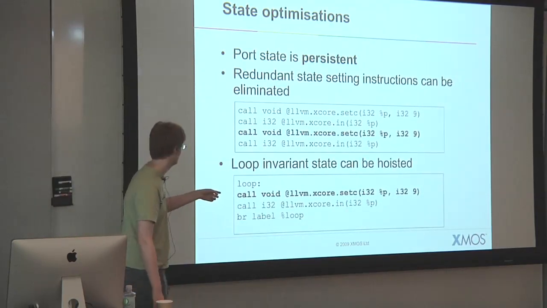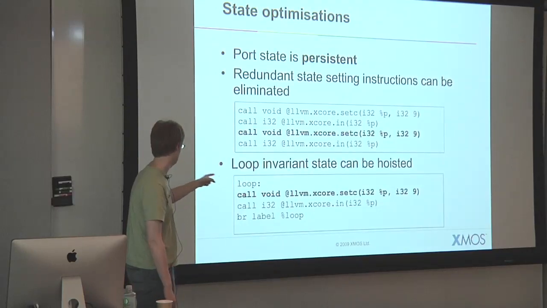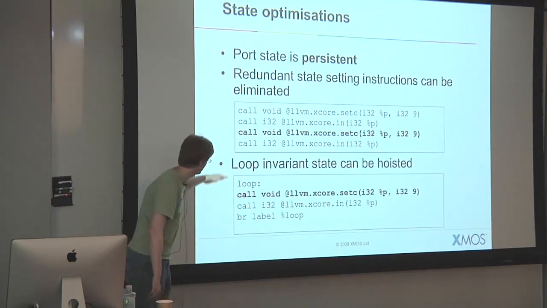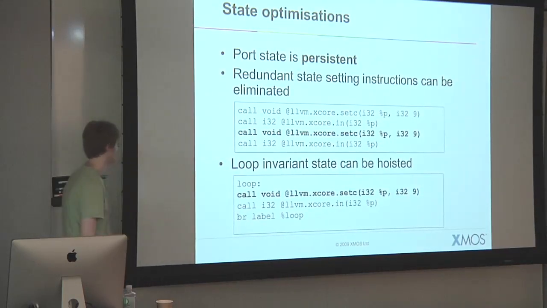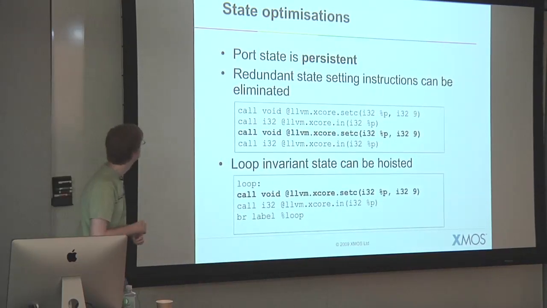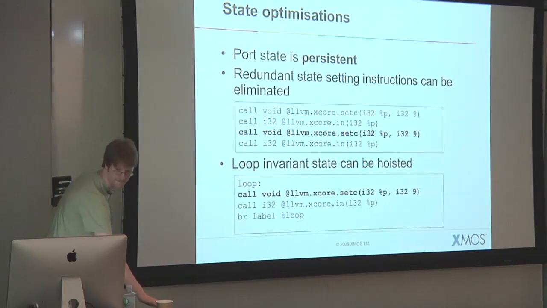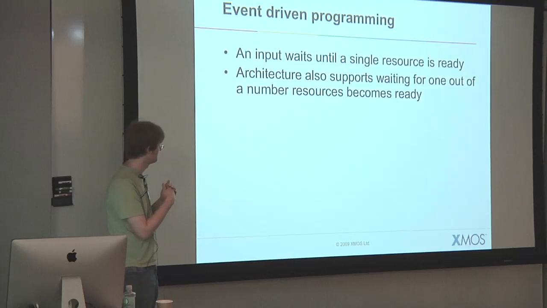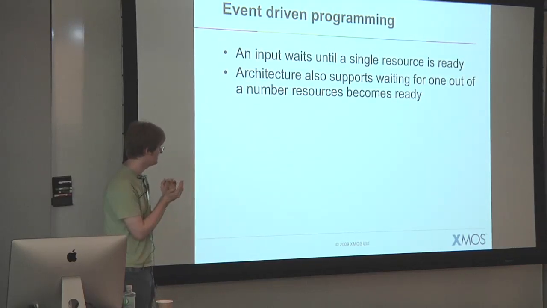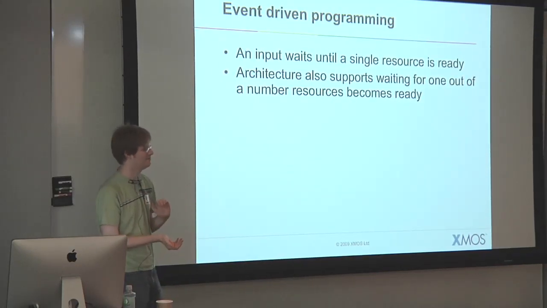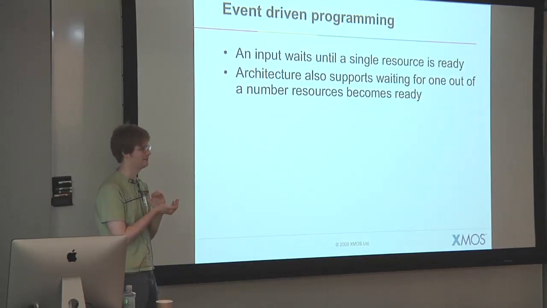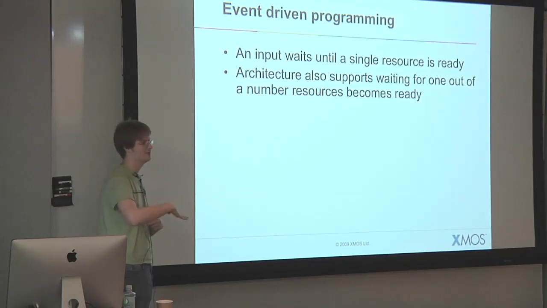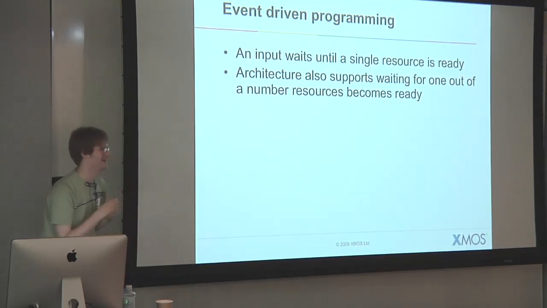So again, there's a set C there. It's in a loop, but there's no reason why you can't move that set C out of the loop to just before the loop, saving the instruction. So you can actually get quite far just by adding built-ins and intrinsics, and the translation at each point is quite straightforward.